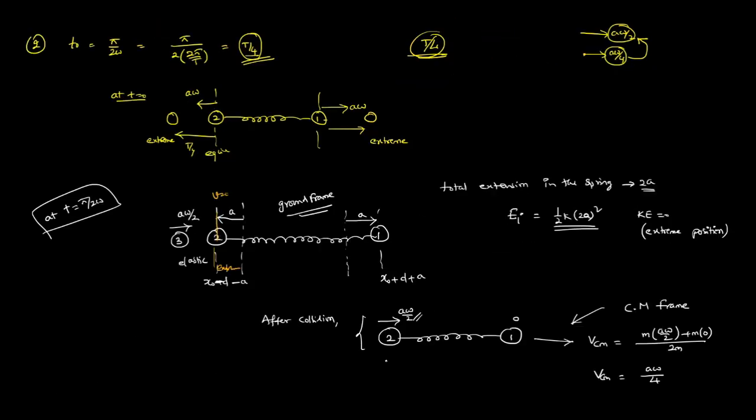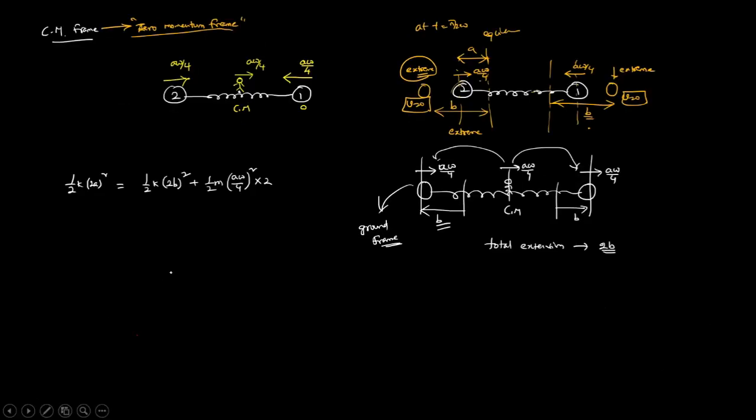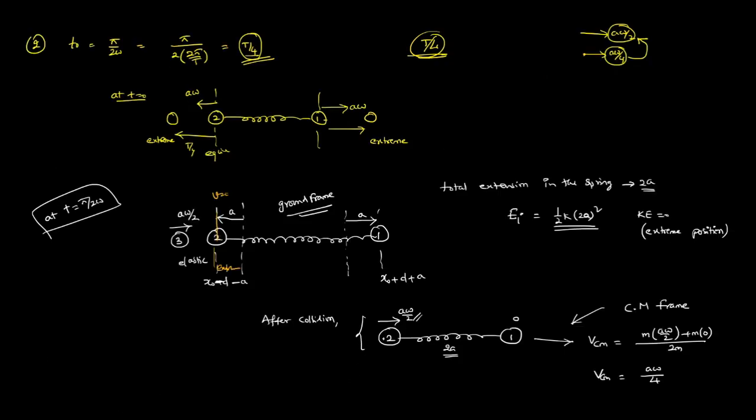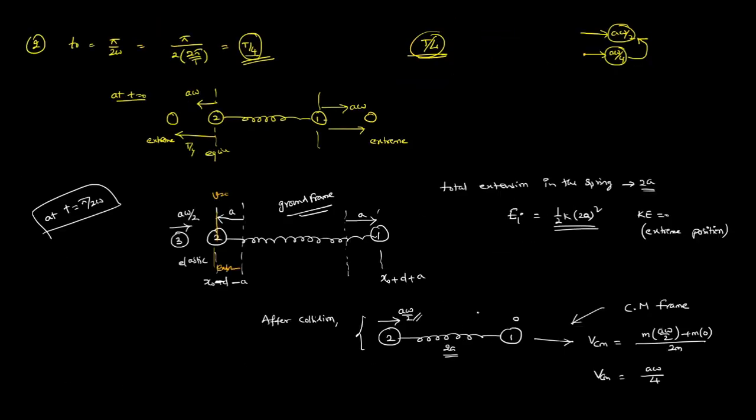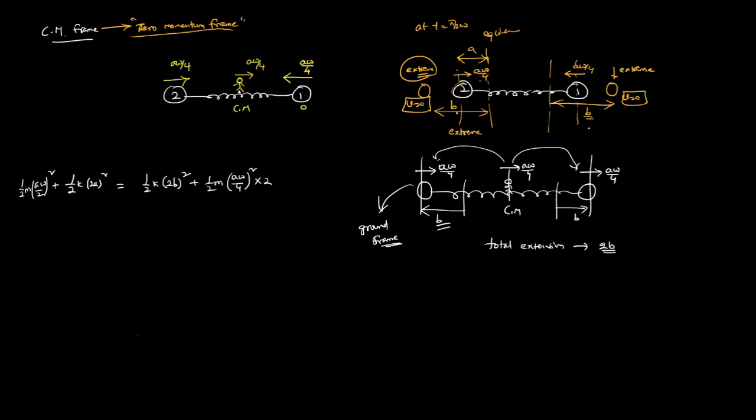So here the extension in the spring is 2a. So I wrote the elastic energy stored in the spring. But along with that, the second particle is having some velocity. So that kinetic energy also we need to add, half m into a omega by 2 whole square. So hope you understood this part. Okay. So once you check this particular situation just after collision and while they are achieving the extreme positions.